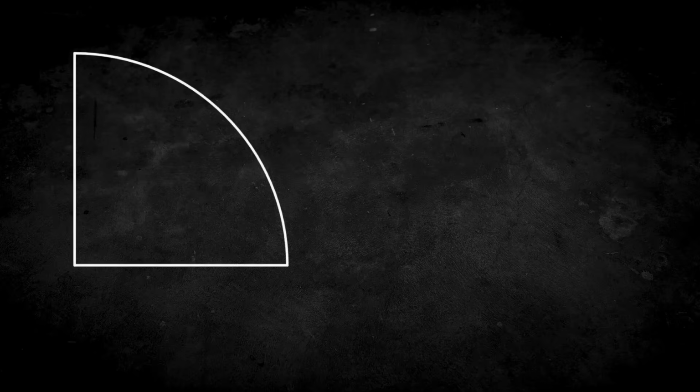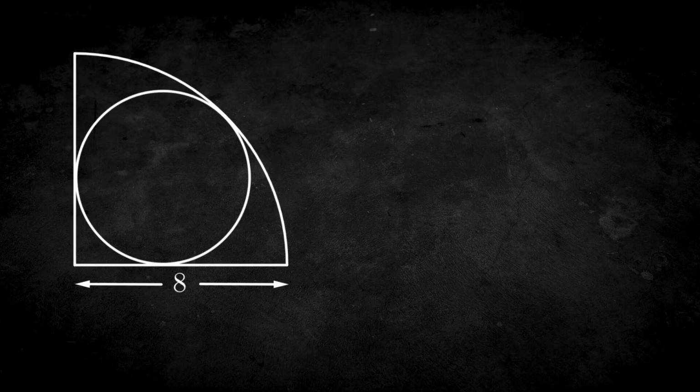Suppose we have this quarter circle with radius of 8 units. If we draw the largest circle that can be inscribed inside, what is the area of the shaded region? First, let us locate the center of the circle.